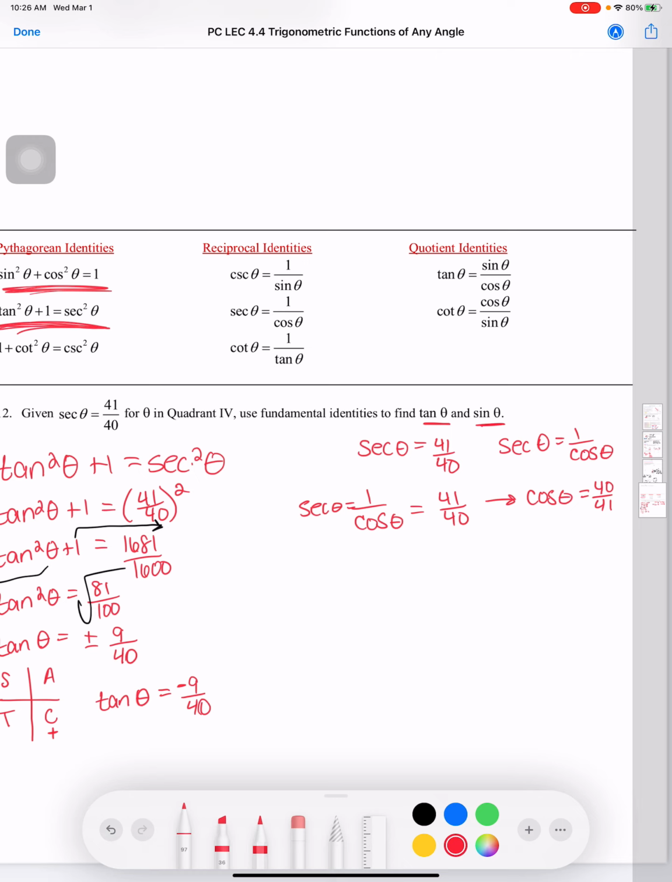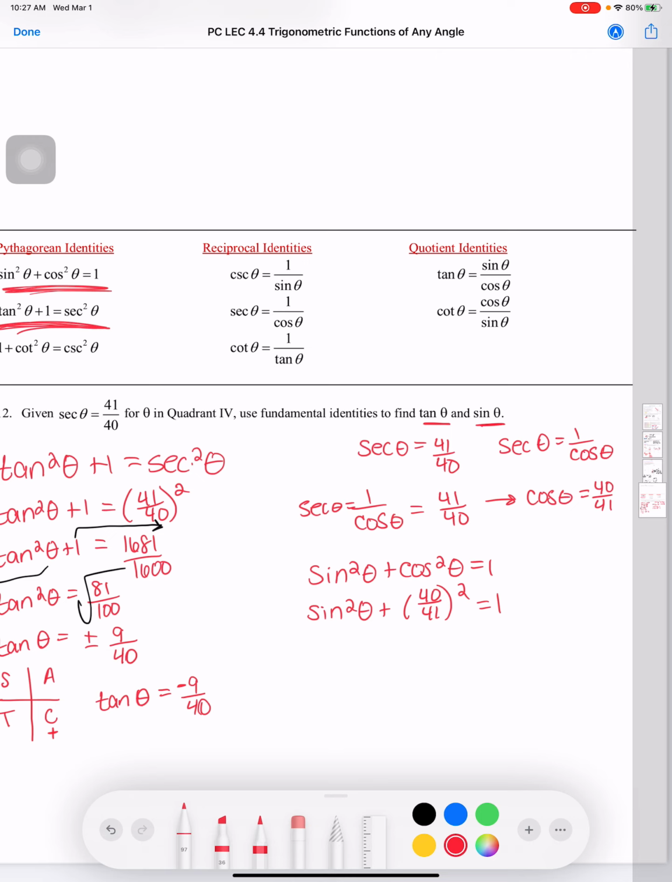So given that, now that I have secant written in terms of cosine, I can come down here and write that sine squared theta plus cosine squared theta is equal to 1. And I have what cosine is, so let's substitute that in. So I have sine squared theta plus my cosine, which is 40 over 41, but that is cosine squared, and that's going to be equal to 1.